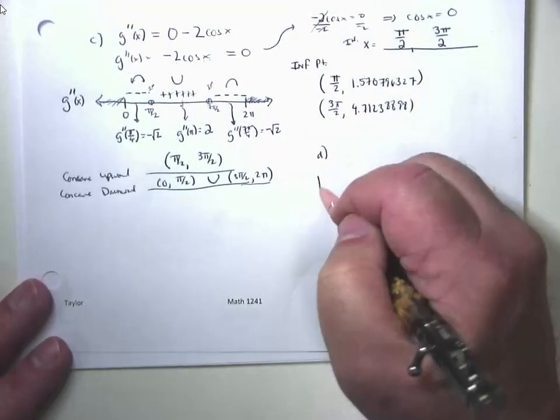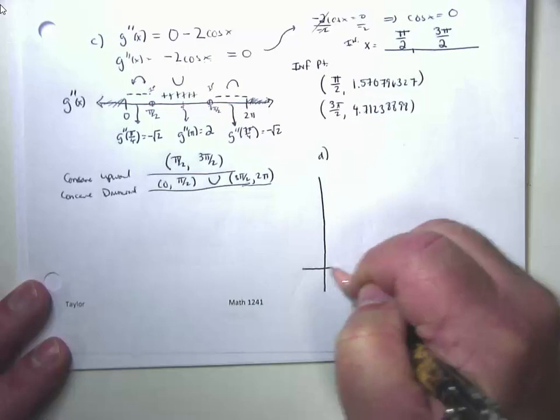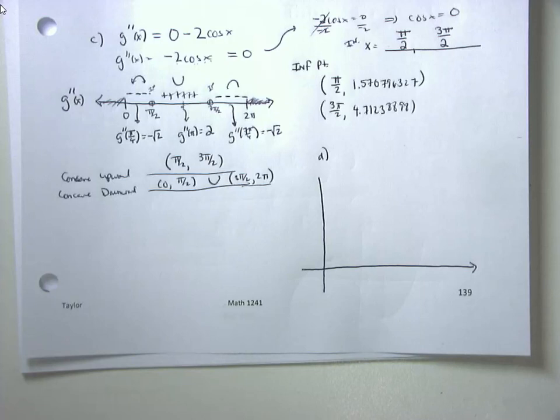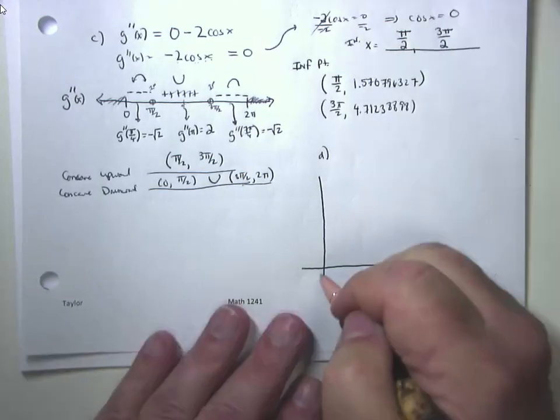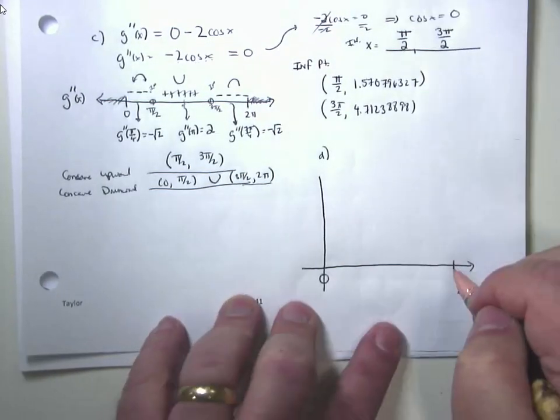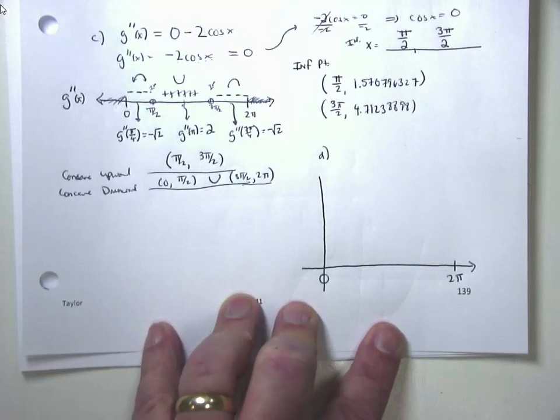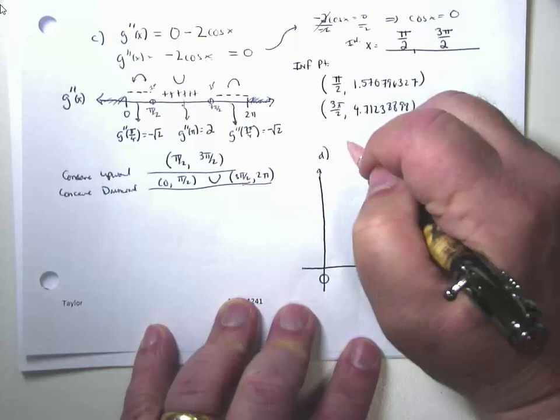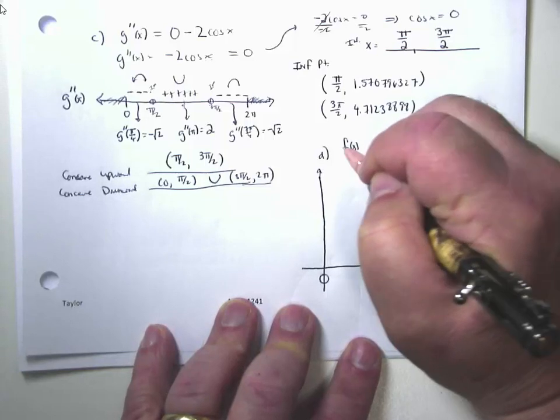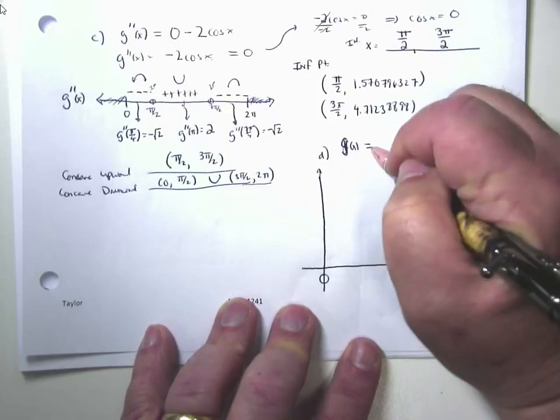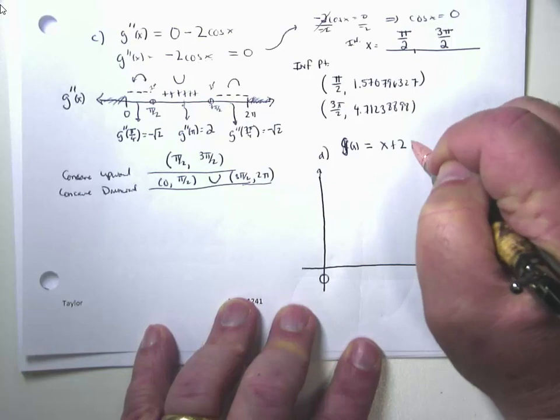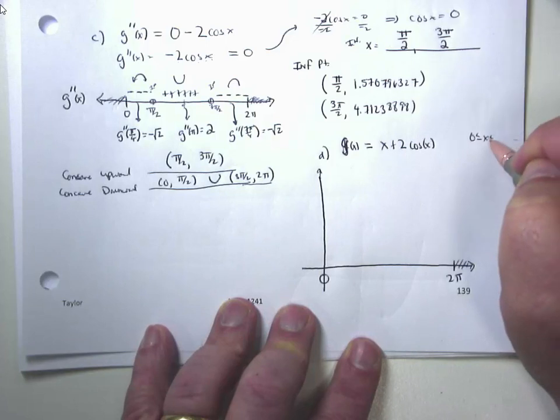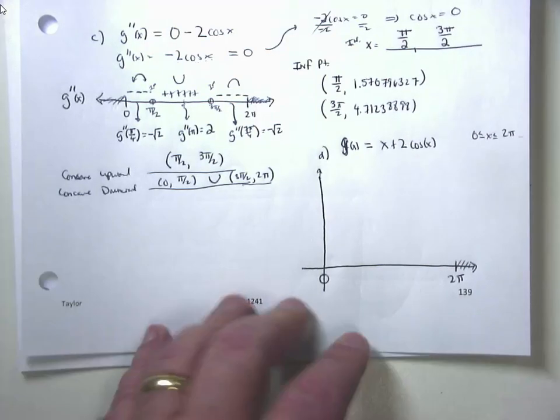Part D asks you to graph. But remember, graphing it, all you care about is between 0 and 2 pi. And this was your original function, f of x, well, it's going to be g of x equal to x plus 2 cosine of x between 0 and 2 pi.